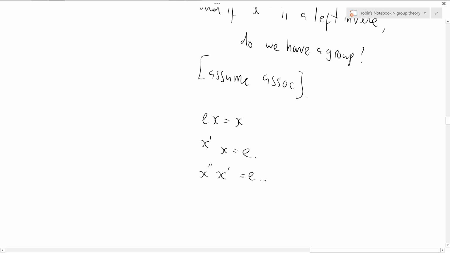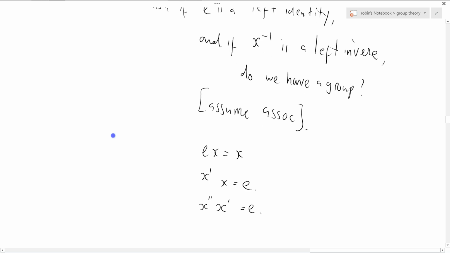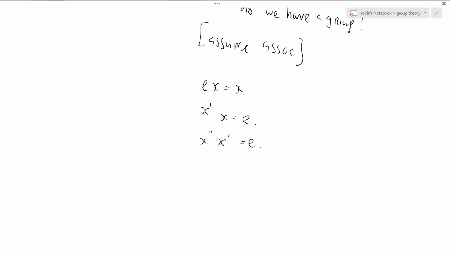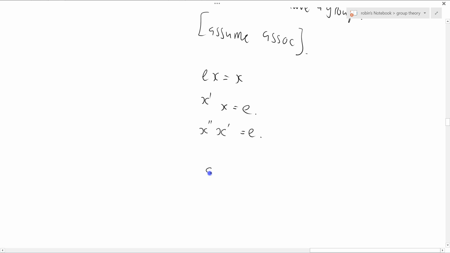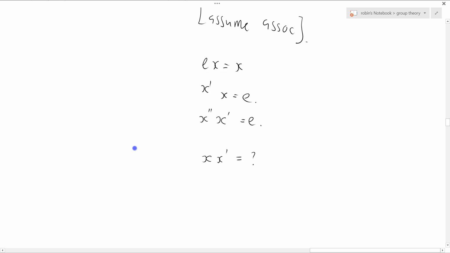So I'm using the existence of a left inverse for x dash, and I'm calling it x dash dash. I could call it anything I like, but I'm just going to call it x dash dash, because it makes it easier to remember. And of course the inverse of the inverse is the element you started with, but we don't know that yet, because we don't know that we've got a group. Okay, so what I'm going to ask is, what is x dash equals what? Of course, I want it to be the identity element, but I don't know that's the case yet.